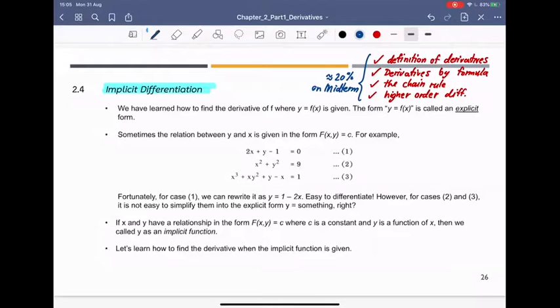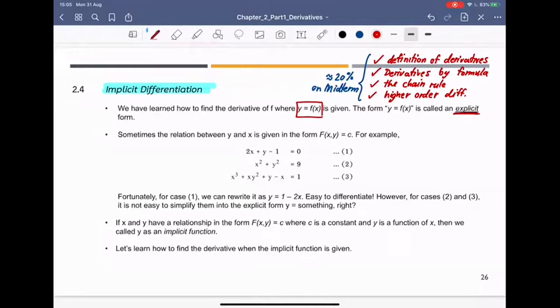Section 2.4, implicit differentiation. So the idea of implicit differentiation is we are going to learn how to differentiate implicitly. So let me first give you the idea of implicit and explicit functions. So most of the time we are going to get the function in the form y equal to f(x). This thing is called explicit form.